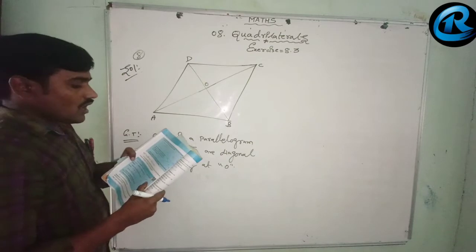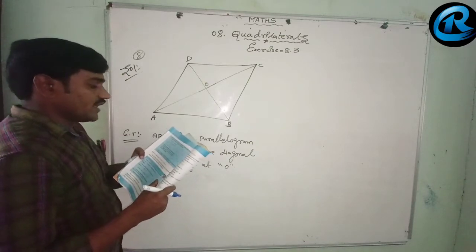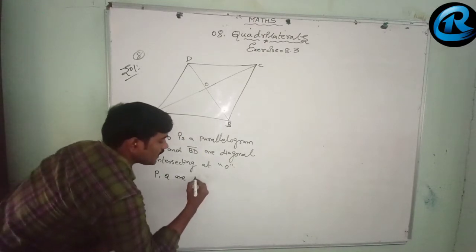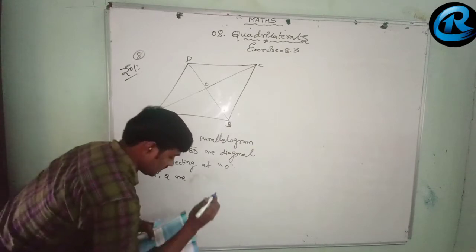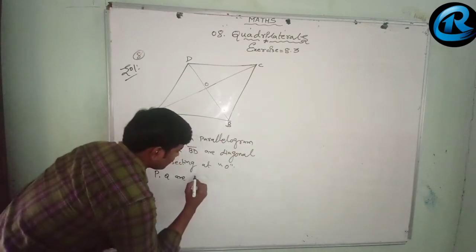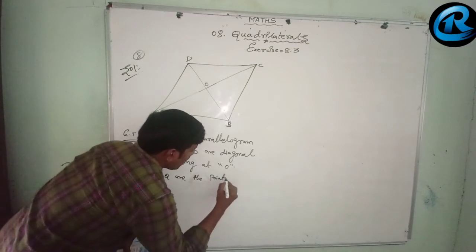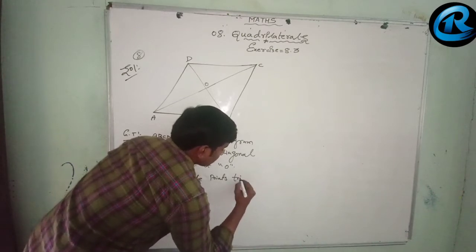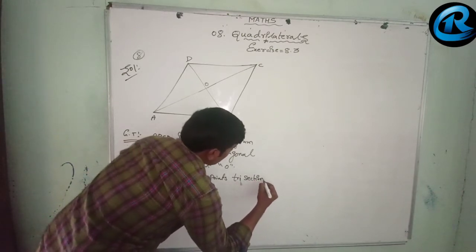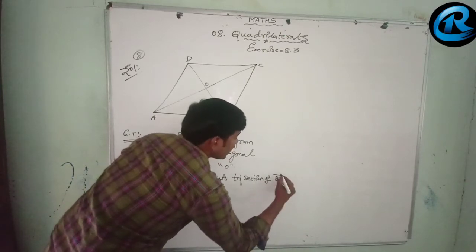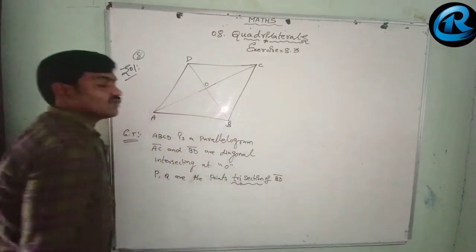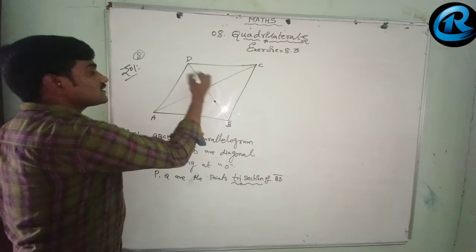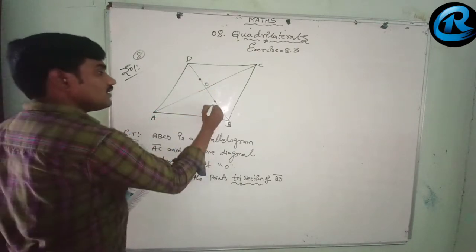And P and Q are the points of trisection of the diagonal BD. Here we should know the meaning of trisection. What is the meaning of trisection? Trisection means dividing into 3 equal parts.